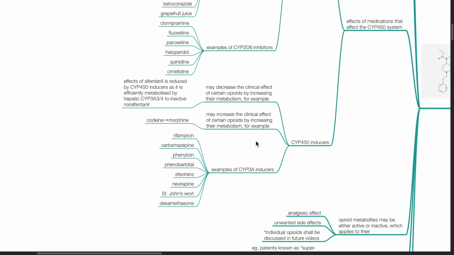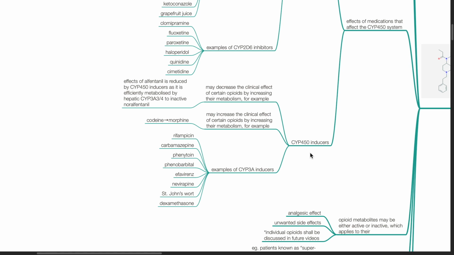CYP450 inducers may decrease the clinical effect of certain opioids by increasing their metabolism. For example, the effect of alfentanil is reduced by CYP450 inducers as it is efficiently metabolized by hepatic CYP3A3 or 4 to inactive noralfentanil.